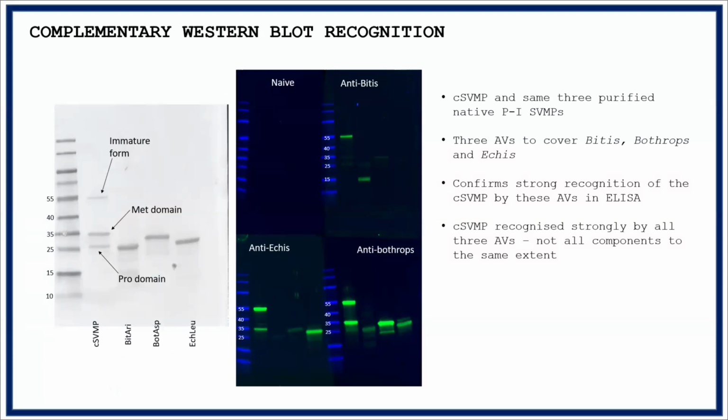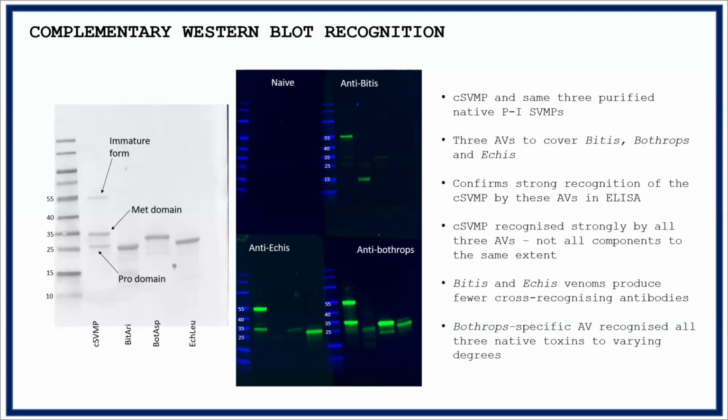But it also allows us to see that different bands within the consensus sample were recognised to different extents by the antivenoms. So that was a nice additional finding that the ELISA didn't allow us to see. And it also allowed us to see that Vitis and Echis venom produce fewer cross-recognizing antibodies. They tend to have only recognised the consensus or their own genus, whereas the Bothrops-specific antivenom recognised all three of the native toxins, albeit to varying degrees.